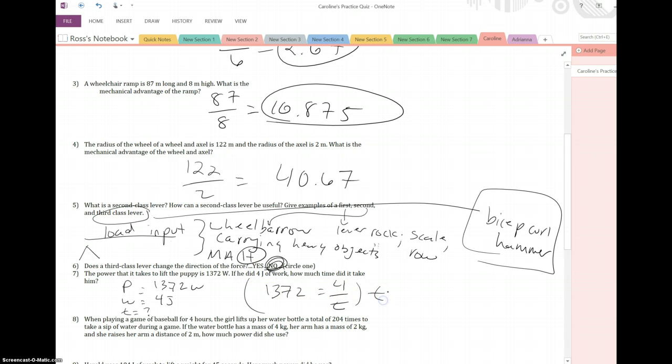Multiply both sides by t, that cancels out. So now we're left with 1372 t equals 4. Divide both sides by 1372, that cancels out, and that equals a very small number, 0.0029 seconds. That makes sense because you're only doing 4 joules of work with so much power, you must have done it very, very quickly. Small amount of work with a lot of power, you had to do it fast.